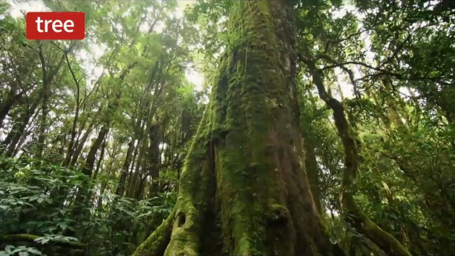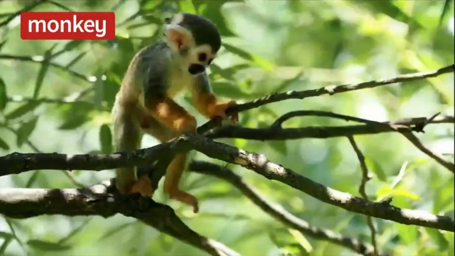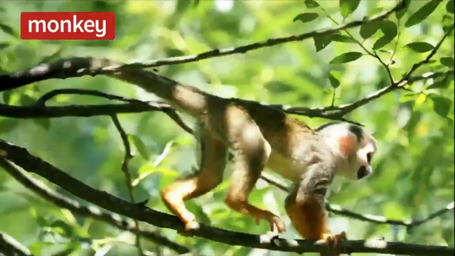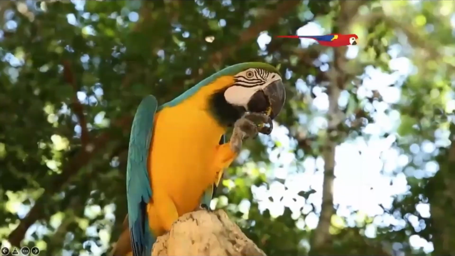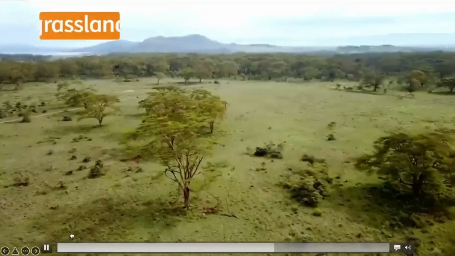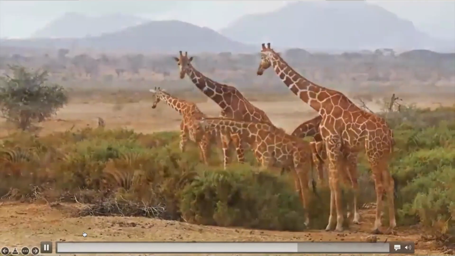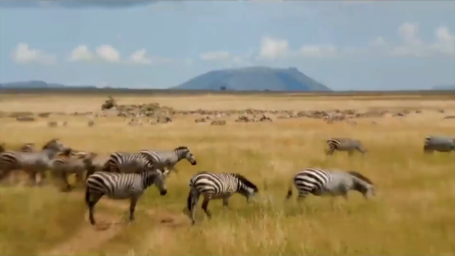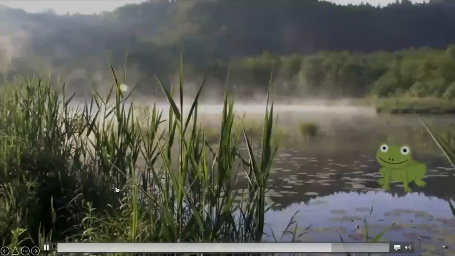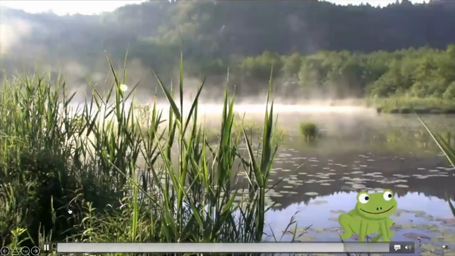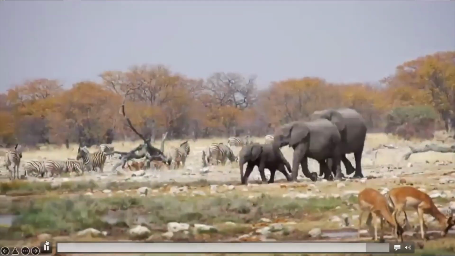Look at the big tree. The small monkey lives in the big tree. The parrot lives in the tree too. Look at the grassland. The giraffe, the zebra, and the lion live on the grassland. What is an animal habitat? Let's find out more.